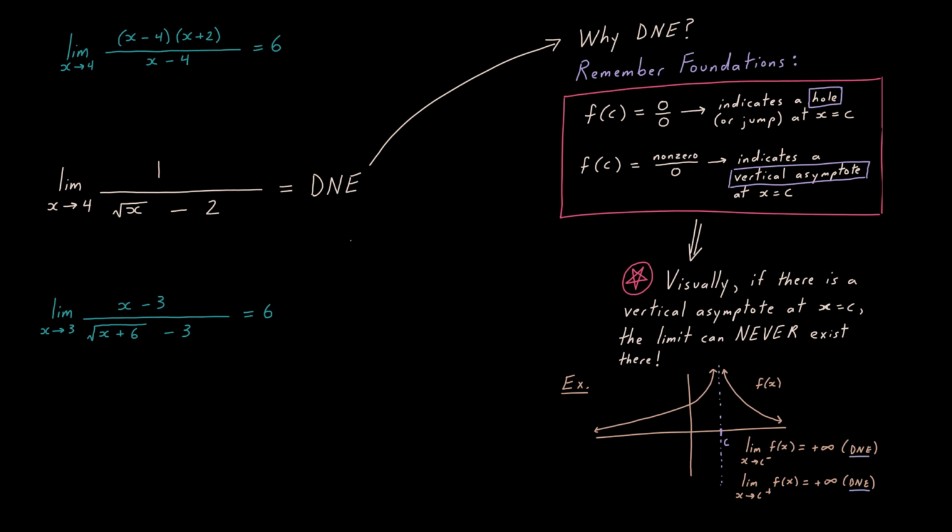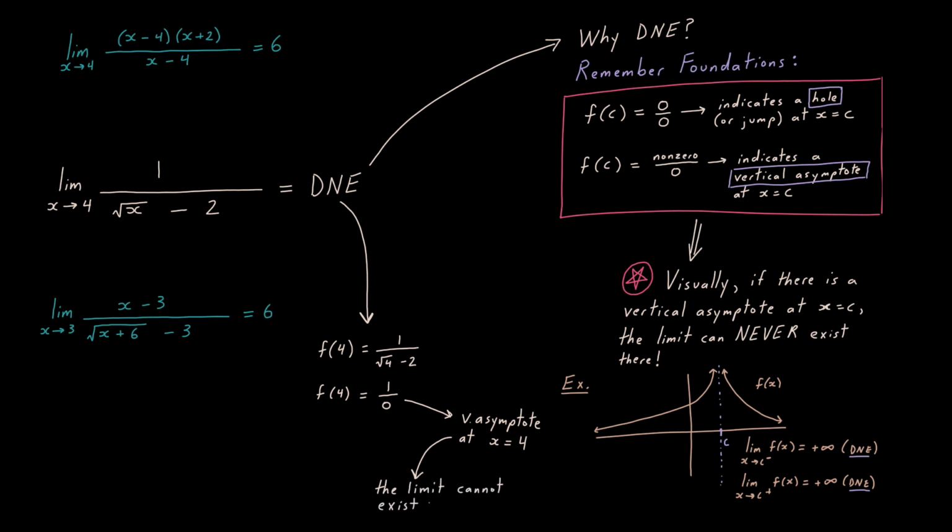So again, in the case of this, if I plug in 4, f of 4, I get a non-zero over 0, 1 over 0. This indicates a vertical asymptote. And by the pink star, the limit cannot exist there. By the way, if you're curious to know what this graph looks like, it looks a little like so. It's never defined to the left of 0, and it has an asymptote at x equals 4.